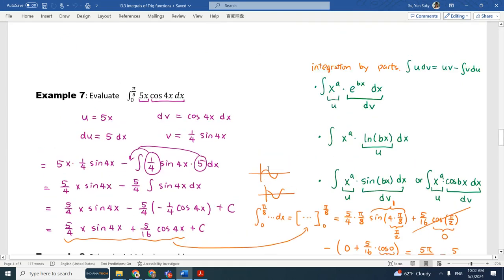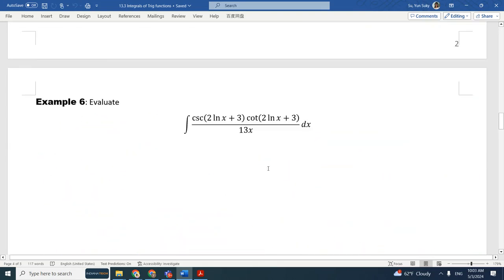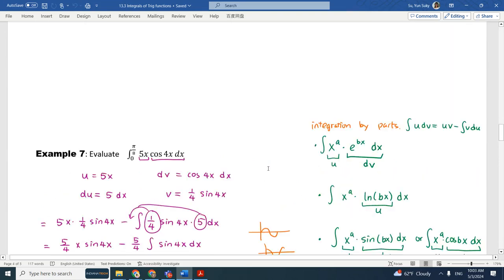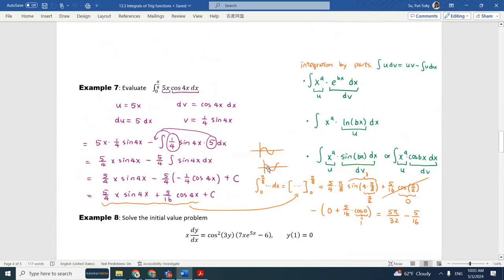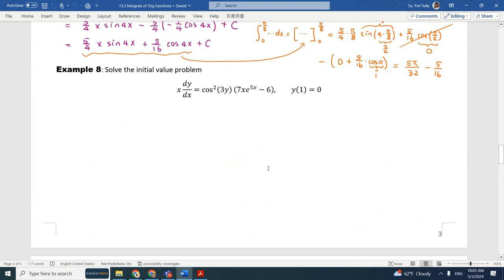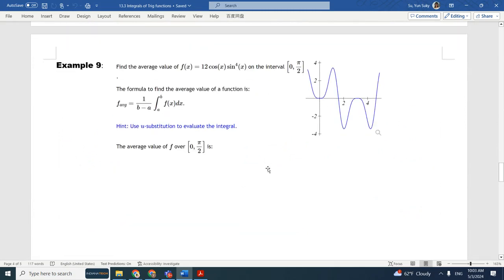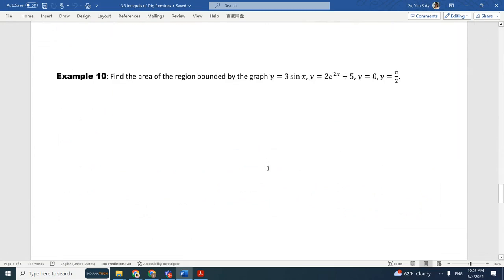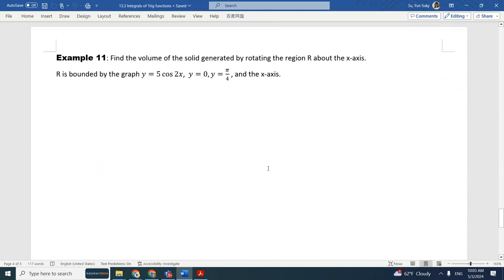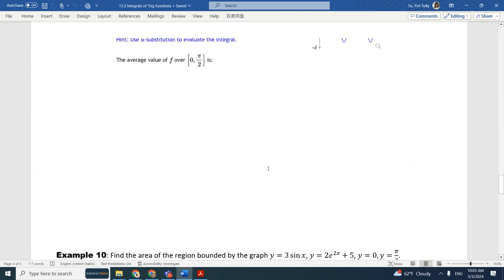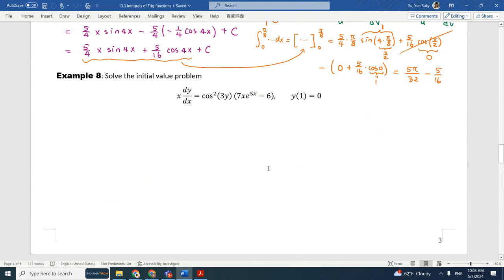For the trig part, I only ask you differentiation and integration for the exams. The remaining topics here are solving differential equations involving trig functions, finding average values, and finding area and volume. All the applications we learned before didn't involve trig functions, so we go back to those concepts and do some examples involving the trig functions. Because we just learned these today, they won't be on your final exam, but they will be on your homework. But you drop the two lowest homework scores.